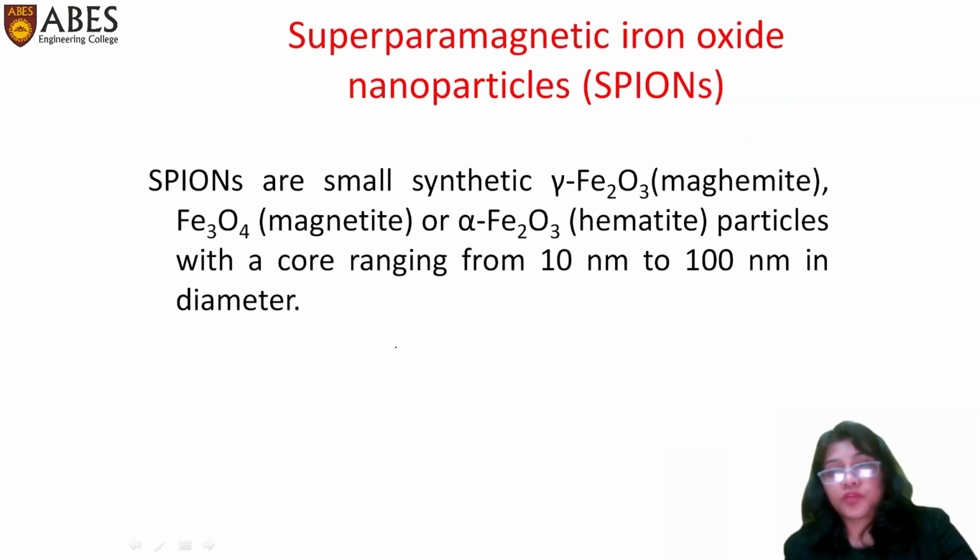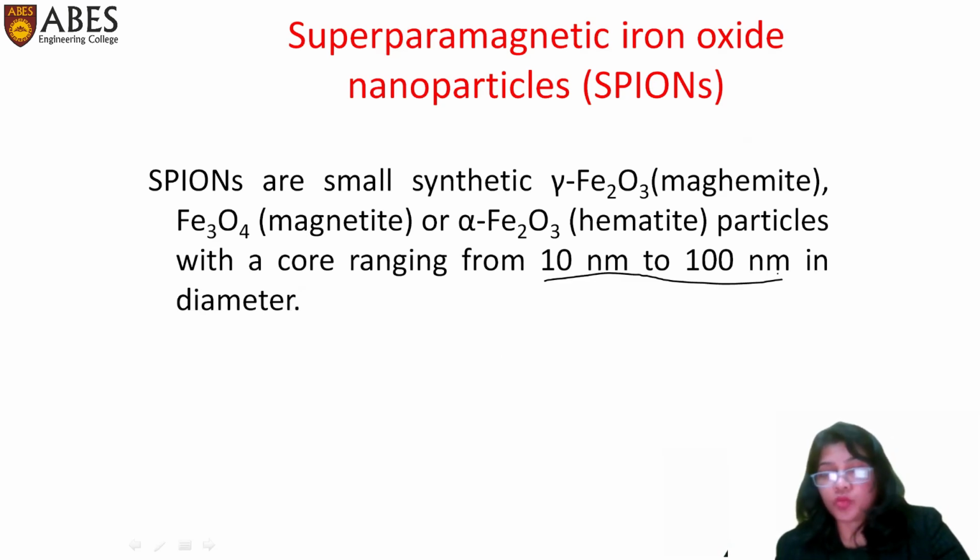Now, another example of nanomaterial which we will be considering is superparamagnetic iron oxide nanoparticles. This is also called SPIONs. These SPIONs are generally synthetic gamma ferric oxide, which is also called maghemite. Other examples of SPIONs are magnetites and hematites. They have a diameter range of 10 nanometer to 100 nanometer.